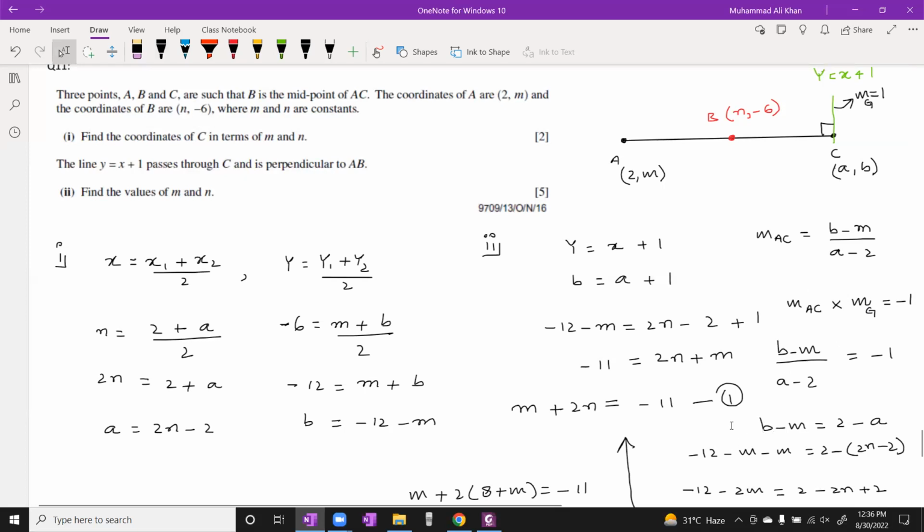Okay. What is the value of B? The value of B is -12 minus M. Actually, this is the value of B, and minus M is written over there. The value of B is -12 minus M. Right? That's why 2 negative M are here. Is this clear? Any confusion? Boys? Girls, clear?